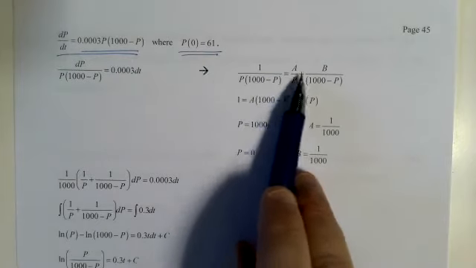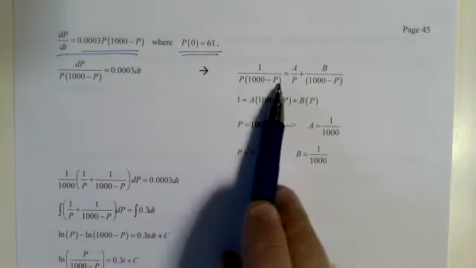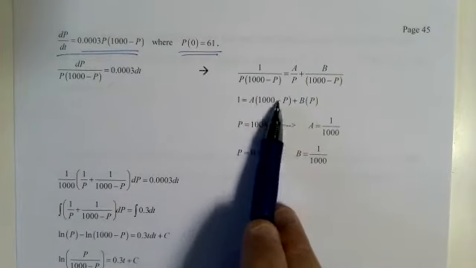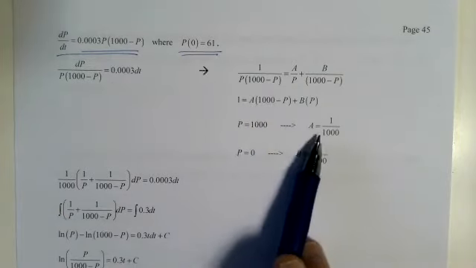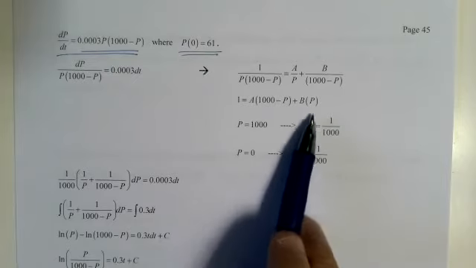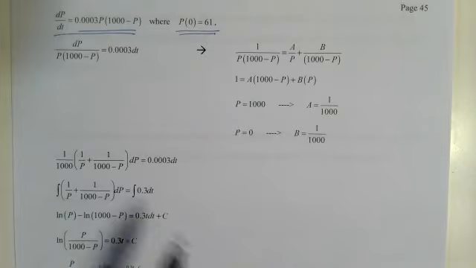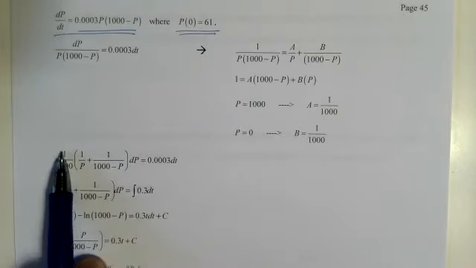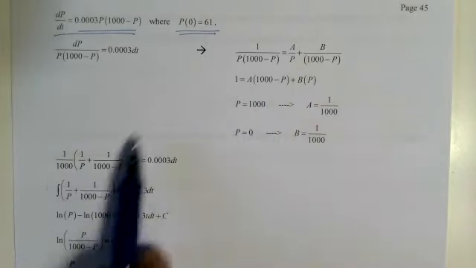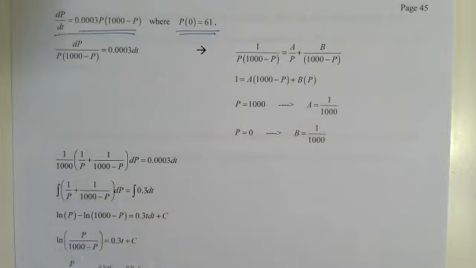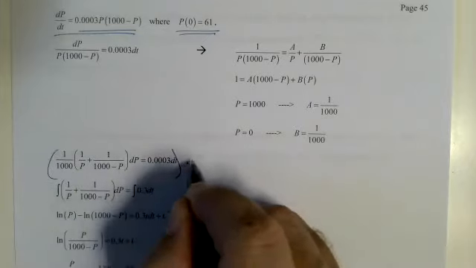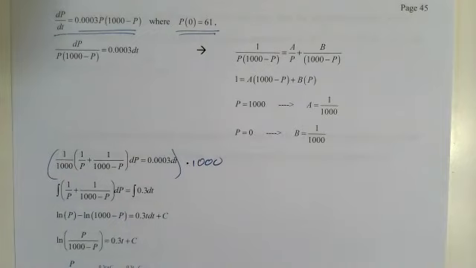1 over P, A over P, multiply by (1,000 minus P), and P, get 1, 1,000 P. If P is 1,000, A is 1 over 1,000. If P is 0, to make that 0, 1 over 1,000. So we rewrite, keep the dP. We factor out the 1 over 1,000. We do that. Then we multiply both sides by 1,000. Makes our lives a little bit easier.